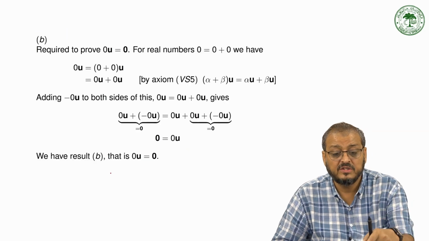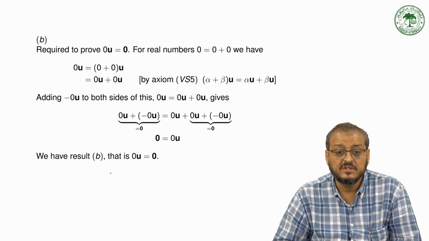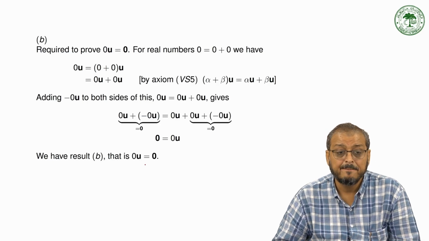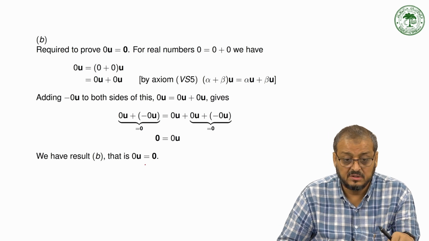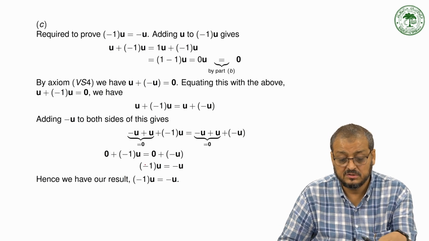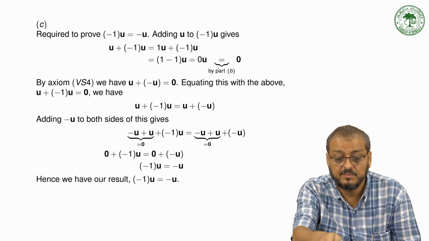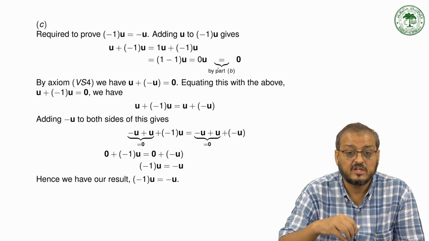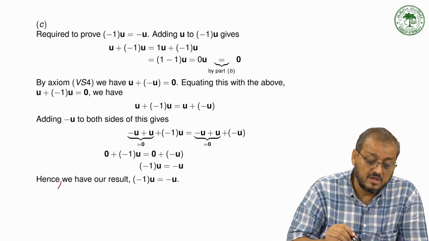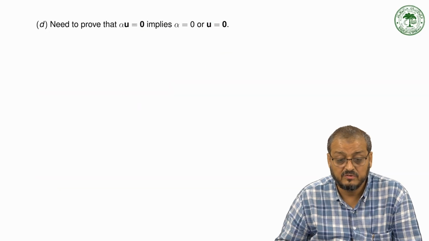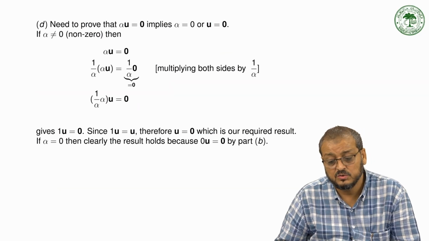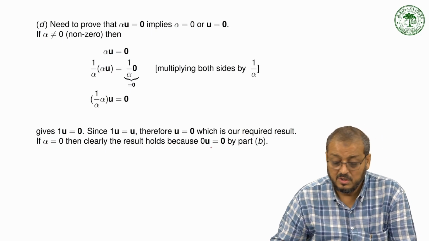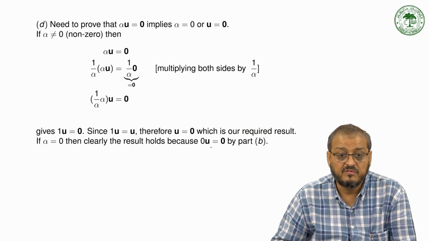Similarly, for proving this, we use these conditions. This again we prove in a similar way, equating both the parts, and this part b is equal to 0, and this we also explain. Hence we have the result minus 1 into u. Last one: 0 into u is equal to 0, by the b part, we can clearly say that the result holds.